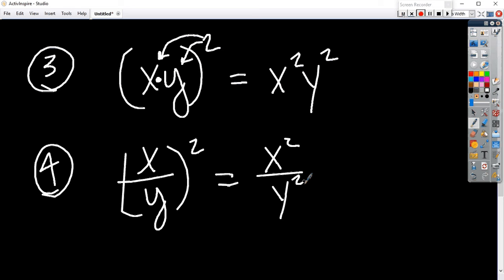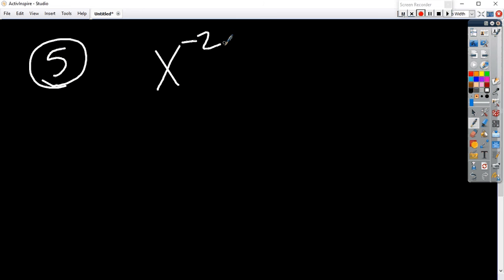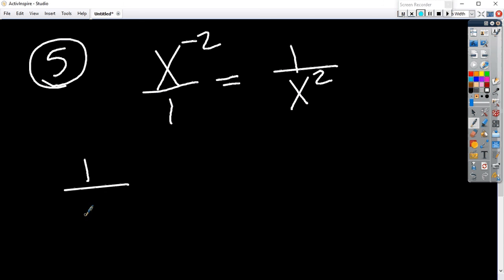What else do we have? Negative exponent. What happens if you have a negative exponent? You have to move it. Think about this as a fraction over 1. You make it positive and you move it. You don't ever want to leave a negative exponent. What about if it starts out in the bottom? You move it to the top. Okay, so wherever it is, make it positive and move it.